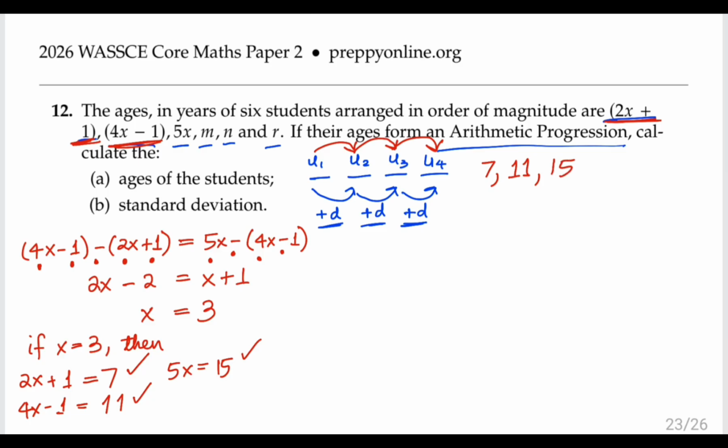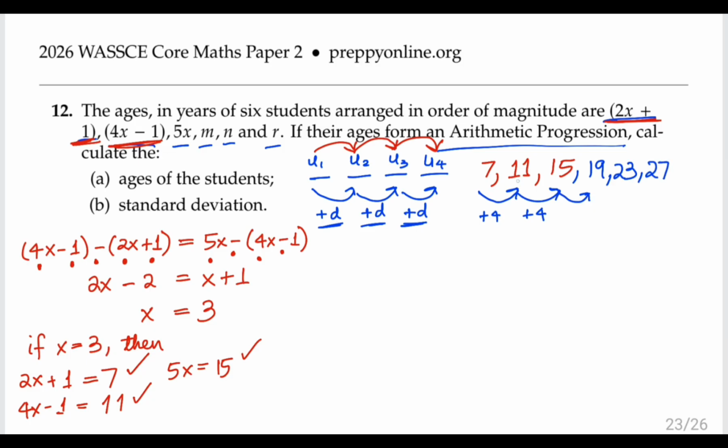So just observe, to move from 7 to 11, what do you do? You add 4. To move from 11 to 15, what do you do? You add 4. And so we can expect, because it's an arithmetic progression, the next term is what we'll get by adding 4 to 15. So the next term is 19. And then after that, the next term is 23. After that, the next term is 27, and so on.